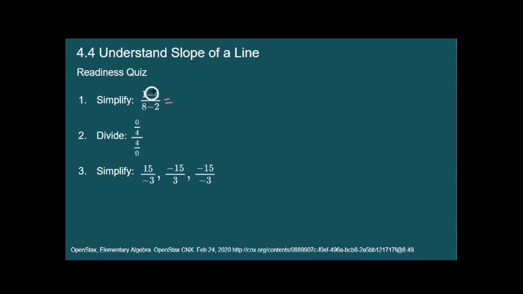So 1 minus 4 is negative 3, and 8 minus 2 is 6. And then this can be reduced because 3 is a factor of negative 3, and 3 is also a factor of 6. So that's negative 1/2. And of course, you can write it this way if you want. I don't care which way you go. I prefer to put the negative on the top with the numerator. That way, as I'm moving it around, that negative just goes with it.